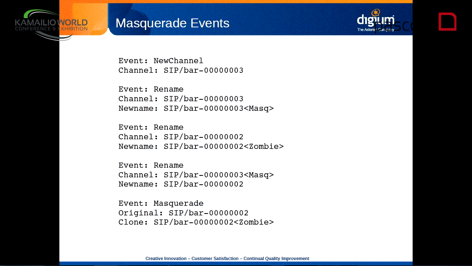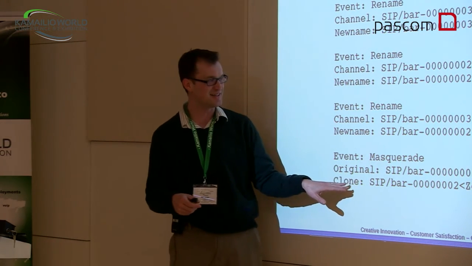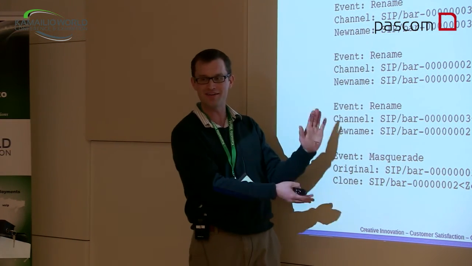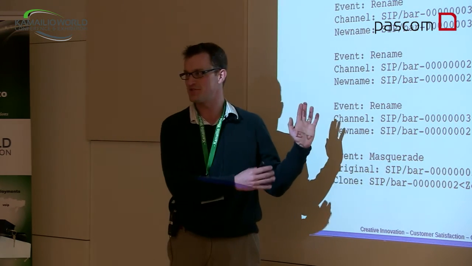That's the problem. We exposed all of these operations through the APIs, and if you're trying to build a system on top of Asterisk, you now have to reinterpret all of these channel names and all these renaming events. And then I get this masquerade at the end that told me my zombie went away, but I have no idea why any of this happened. This could have been a parking pickup. This could have been call pickup. This could have been an attended transfer.